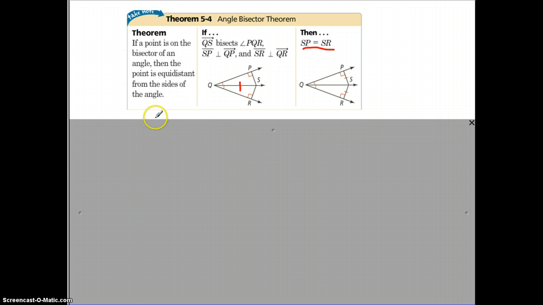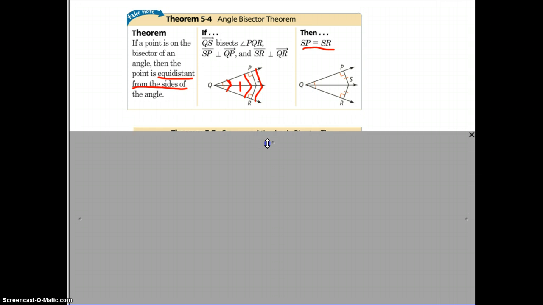So here it is in words. If a point is on the bisector of an angle, then it is equidistant from the sides of the angle. So that's the key thing to know, is that any point on here, so if I pick another point, and as long as I go perpendicular, then I know those segments are congruent. And again, it has to be the perpendicular ones. Any point, as long as it makes perpendicular, will be equidistant.